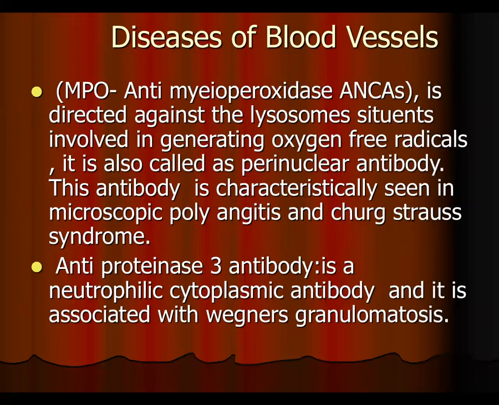Number one, there are the anti-myeloperoxidase anti-neutrophil cytoplasmic antibodies, which are directed against the lysosome. This can be present in two types, number one, Churg-Strauss syndrome, and also microscopic polyangiitis. They can be a diagnostic tool in a case of Churg-Strauss syndrome and microscopic polyangiitis. Another one is the anti-proteinase 3 antibodies, which can be present in Wegener's granulomatosis, so they can be diagnostic for Wegener's granulomatosis.